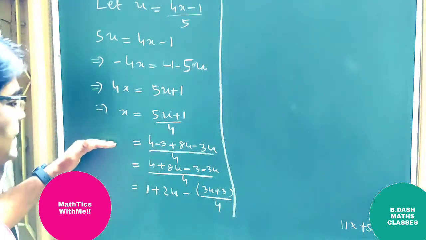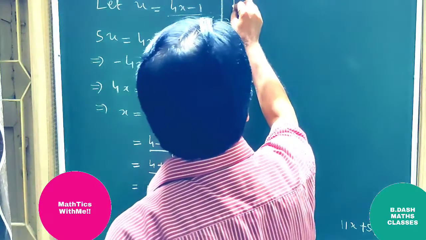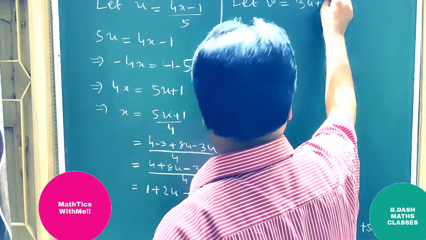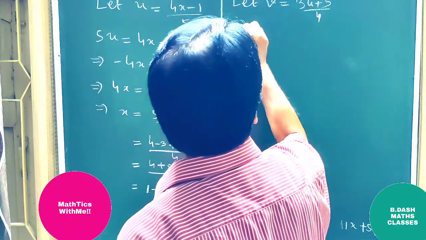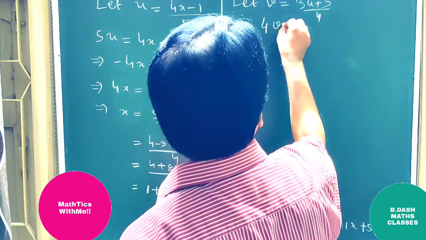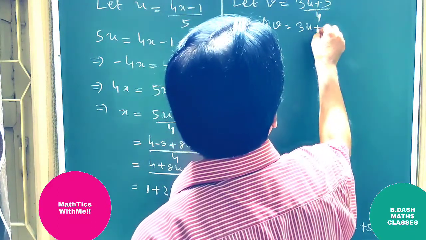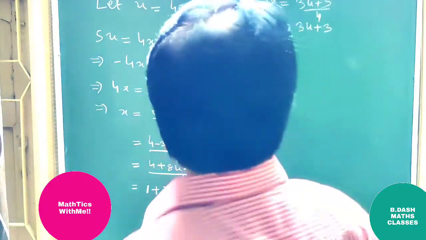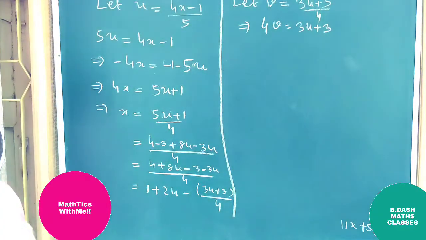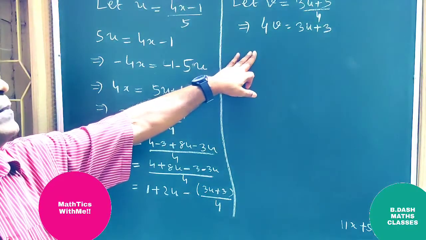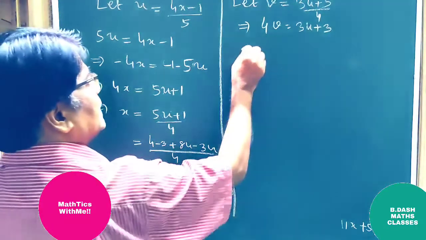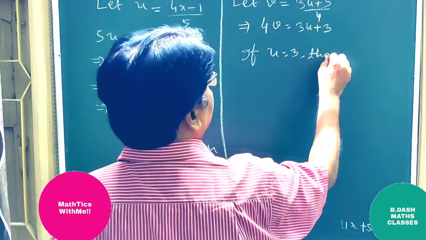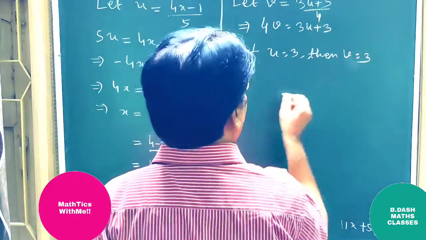So now here x is a positive integer. So let v is equal to 3u plus 3 by 4, which gives us 4v is equal to 3u plus 3. Now we are getting here v is equal to 3u plus 3 by 4 and 4v is equal to 3u plus 3. If u is equal to 3, then clearly we get v is equal to 3.